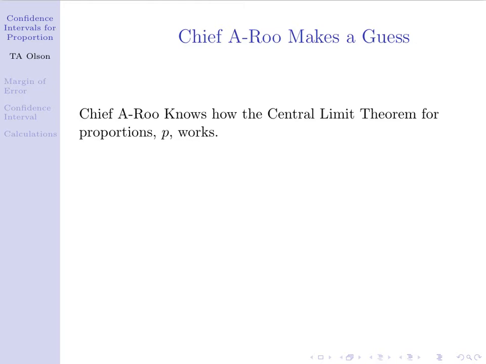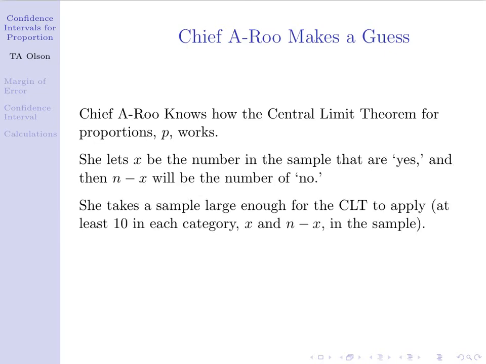All right, so she knows how the central limit theorem for proportions, or P, works. We did that in a previous section. So she takes a sample, she lets X be the number in the sample that are yeses to some particular property, and then N minus X is going to be the number of no's. So really the only thing she needs is the number of X's in the sample size. She takes her sample size large enough for the central limit theorem to apply, right? And remember, that was at least 10 in each category, 10 yeses, 10 no's.